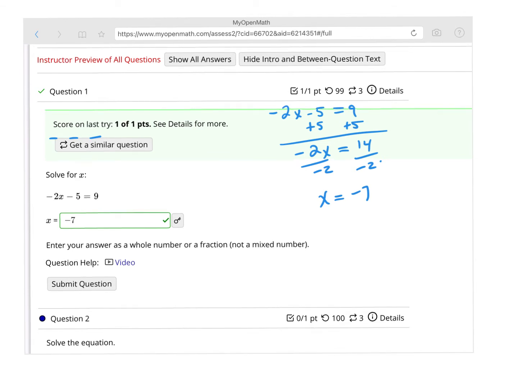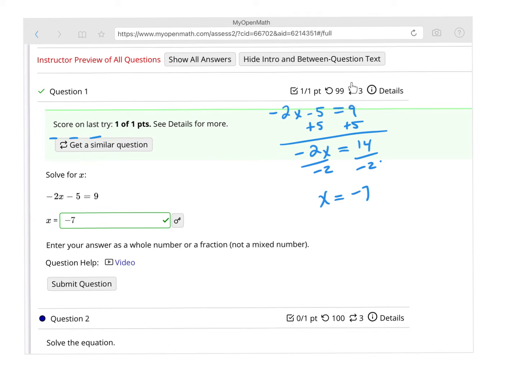Just a couple of things that I want to point out. Notice there's 3 things up here. It says I already got 1 point out of 1. If I try another question and I get it wrong, this will not change. It will still be 1 point out of 1. So it always takes your highest score on a question. So if you wanted to do a couple more for practice, you can do that and it won't affect your overall score. This 99 means you can get 99 more tries at doing this question. We tried once and we can try 99 more.